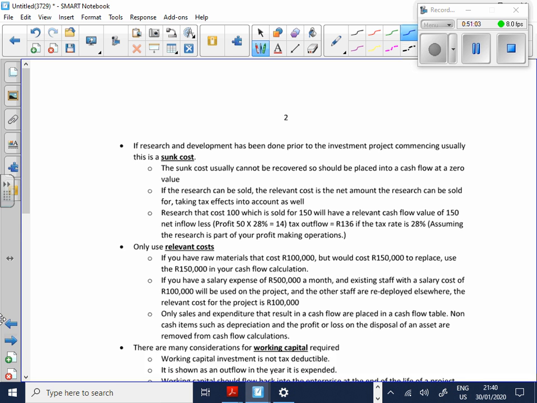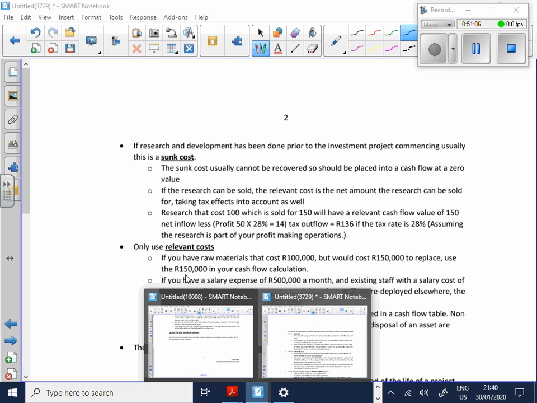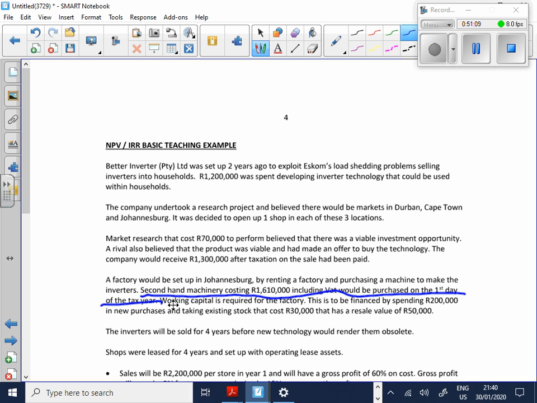Okay. Guys, so let's look at the question. Let's see what happens. So guys, it says a factory would be set up in Joburg, blah, blah, blah. I've got their working capital required for the factory. This is to be financed by spending 200,000 in new purchases and taking existing stock that cost 30 that has a resale value of 50. So guys, what am I going to put into working capital? How much? Is it the 200 is 200? There's no doubt about that. But for the stock, do I put in 30 that it cost me, or do I put in 50, which is its current resale value? I've got to put in 50.